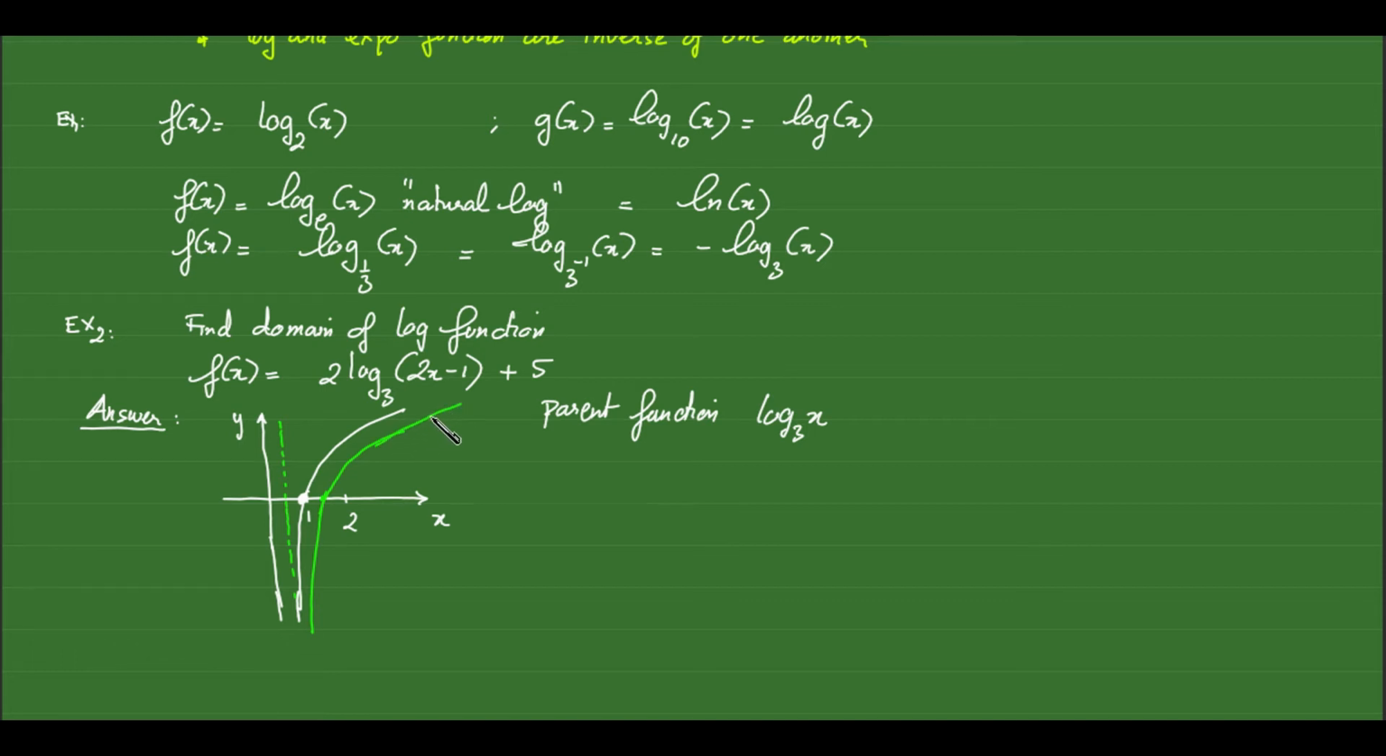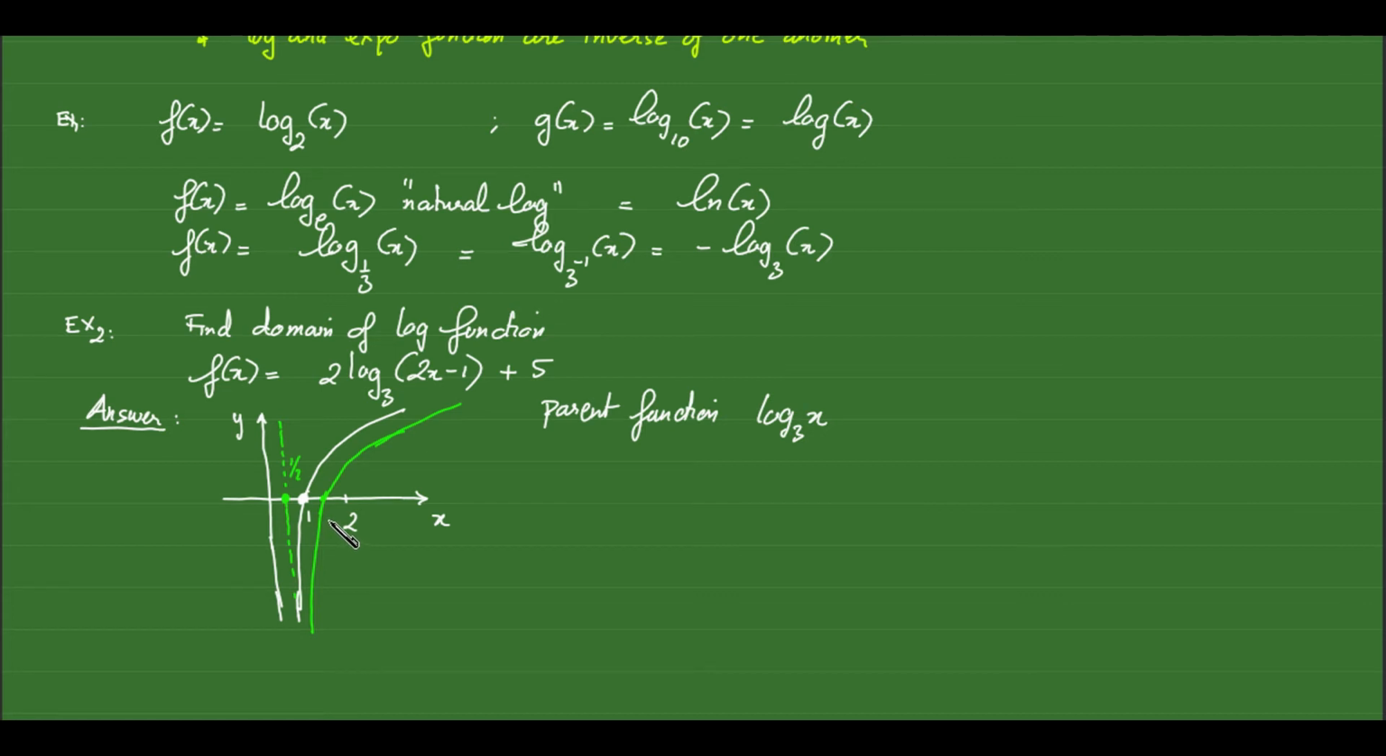Now think about it. So the domain will be what? The domain will be everything greater than 0.5, because this is a half right here. This is 1, so over here is a half. So you see that if you sketch the parent function and apply the transformation, you can find the domain easily.